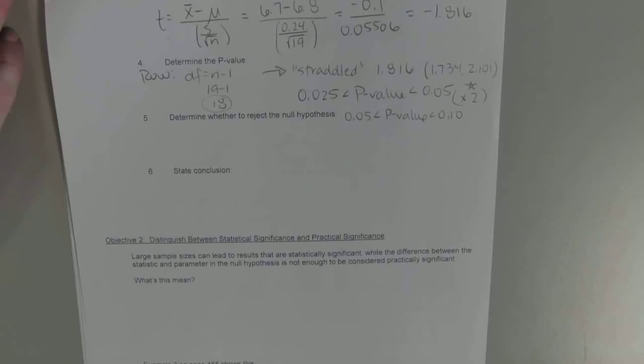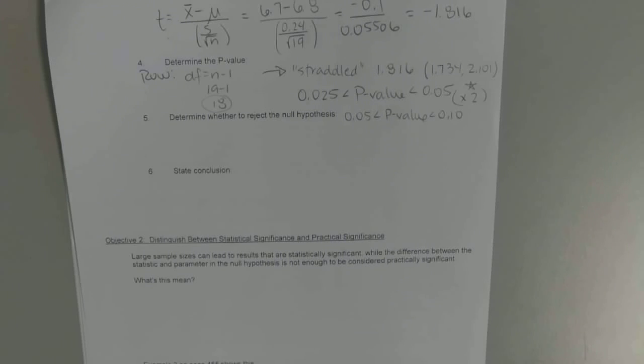So, how am I doing on recording? I hope okay. So, we're going to go to stat, scroll over to test. We're going to go to number 2, a t-test. We have statistics, and our average was 6.8, but our sample average was 6.7. And our sample standard deviation is 0.24, and our sample size was 19. And we just want to prove them wrong, so that's just the not equals. And then we hit calculate.